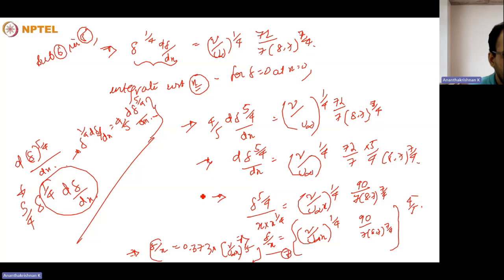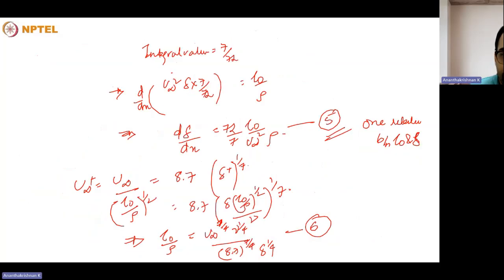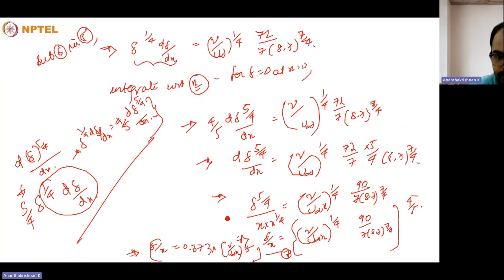we need to substitute it back. So we have a relationship between tau 0 by rho, in terms of equation 5, tau 0 by rho in terms of delta d by dx. Now we know delta is equal to some constant into x. So d delta by dx will be equal to this constant 0.373 into nu by u infinity x raised to 1 by 5. So d delta by dx is equal to the same term.